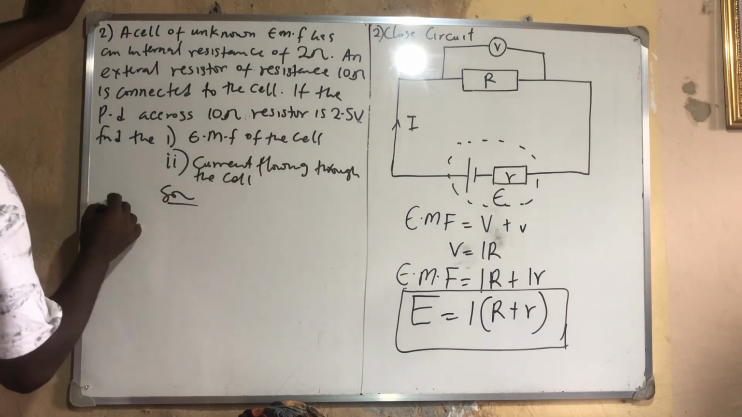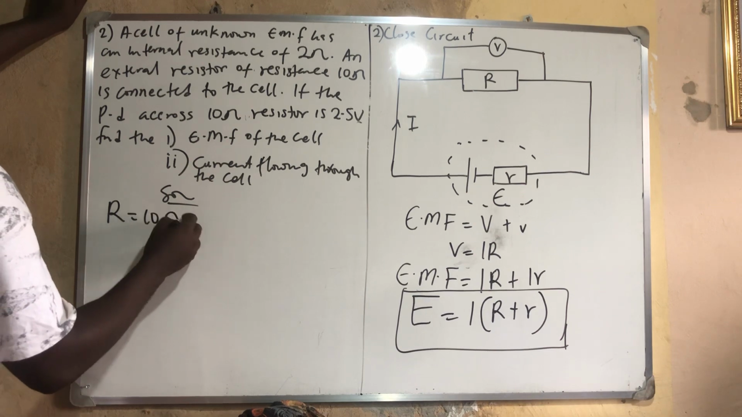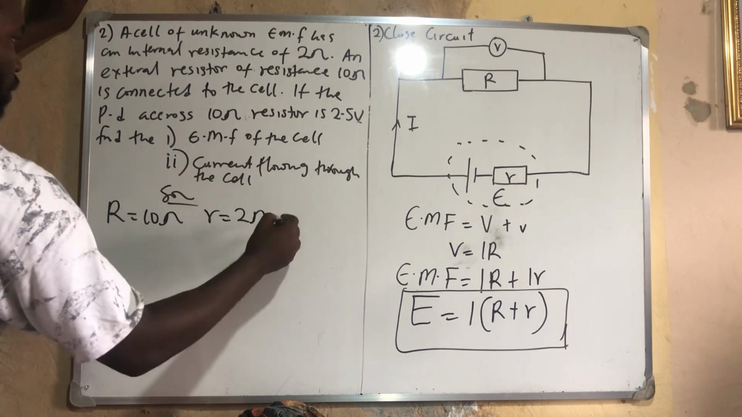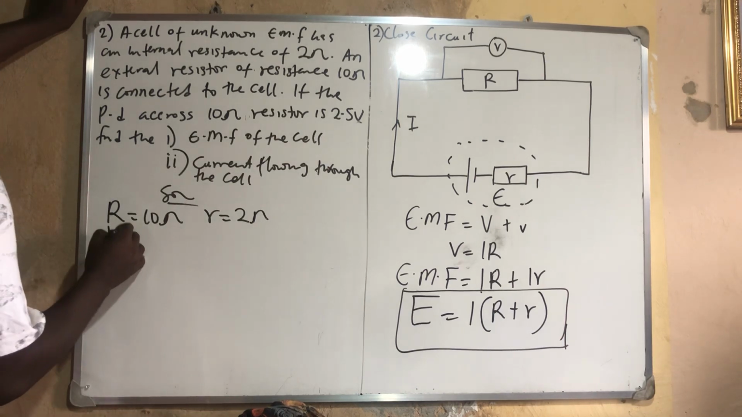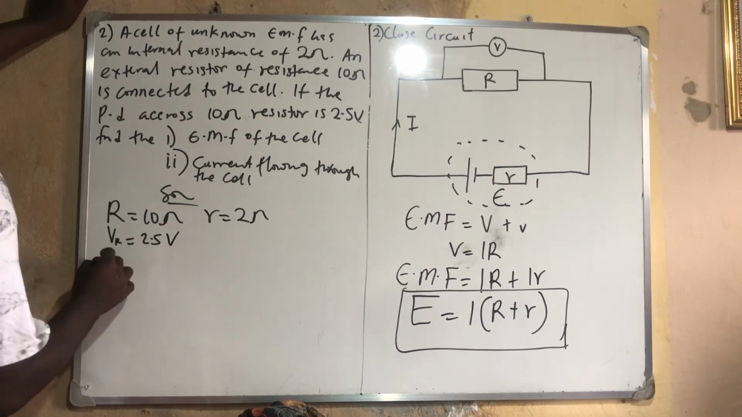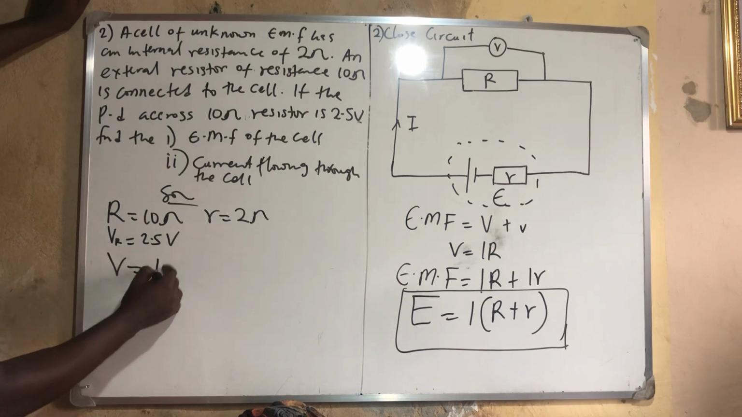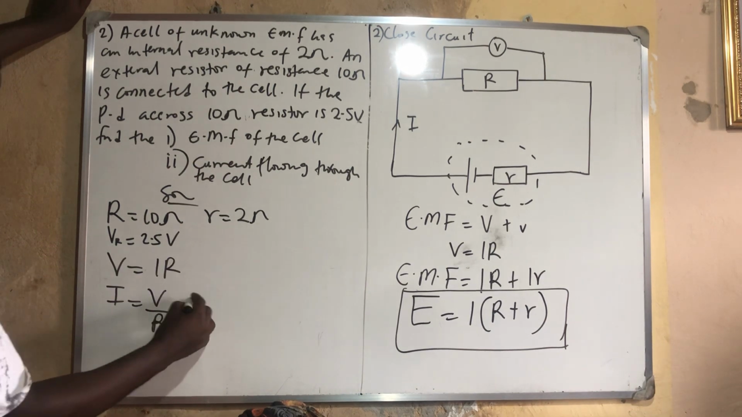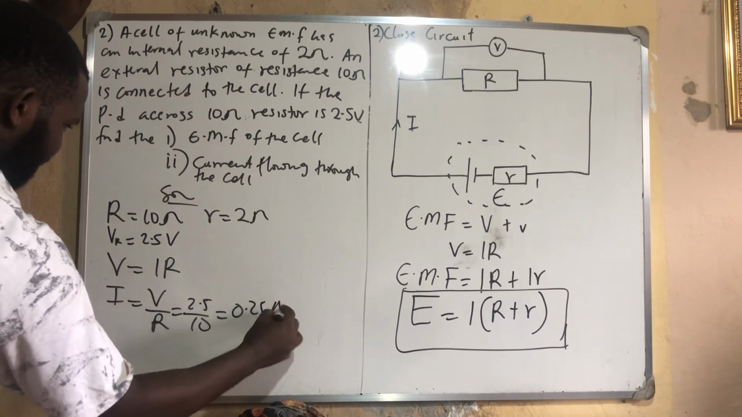So I know that my big R is 10 ohms, okay? And I know that my small r is 2 ohms. And I know that my voltage of the big R, the V of the big R is equal to what? 2.5 volts. And I know that my current is equal to what? V is equal to IR. So my I is equal to what? V over R, which is what? 2.5 divided by 10, which is 0.25 ampere.